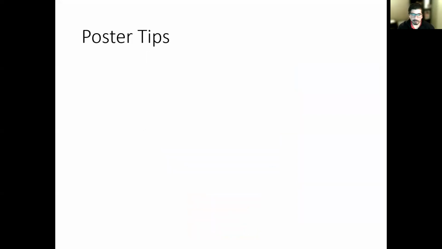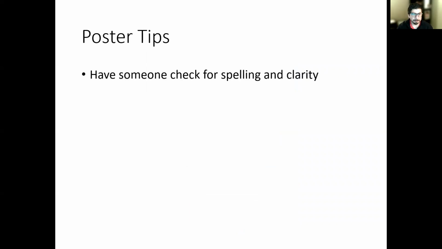All right, so some tips real quick. We definitely want you to have someone check for spelling and clarity. This is best done by somebody who is not in the lab. Maybe it's a friend or somebody else who has really no idea what you're working on, so they can't interpret things, maybe something that you're trying to say. We want somebody to look at it to make sure that spelling and clarity are good for the audience.